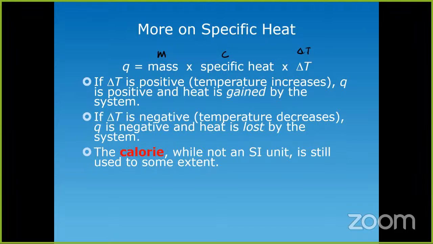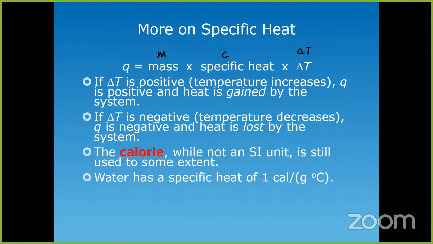Now, there's another unit of energy known as the calorie. It's not an SI unit, but it is still used, especially by engineers. The relationship between the calorie and the joule is given right here: 4.18 joules is equal to 1 calorie. Based on that unit, the specific heat of water will be 1 calorie per gram degree Celsius. In fact, the calorie unit is actually based on the properties of water in this regard.